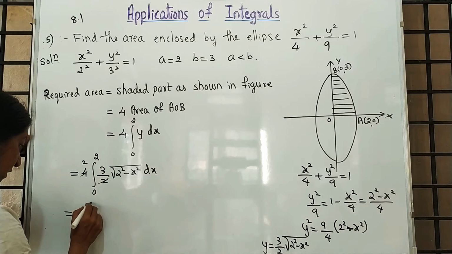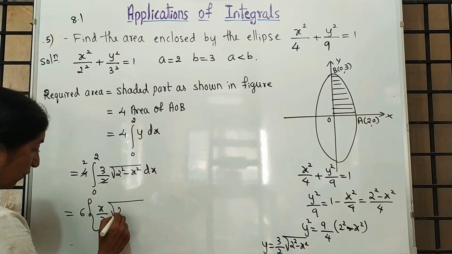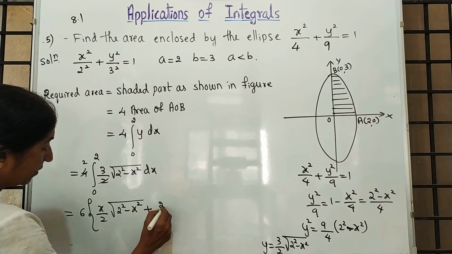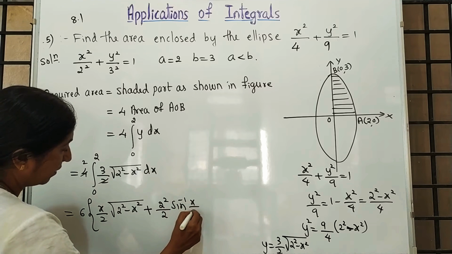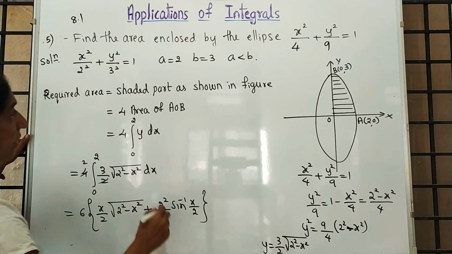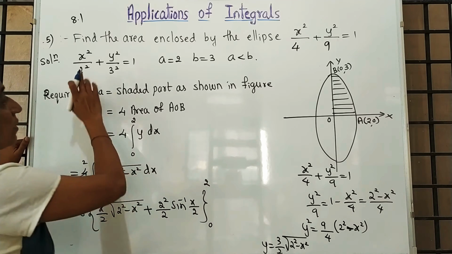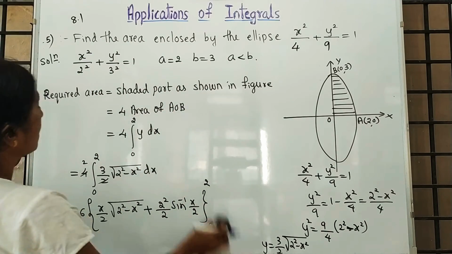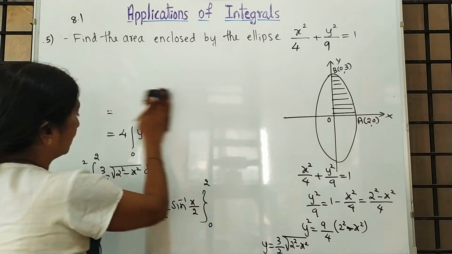It is 6. I am writing the formula: x by 2 root of 2 square minus x square plus 2 square by 2 sine inverse of x by 2. See, without integration also you know what the answer is. The answer should be pi AB, 6 pi. The required answer will be 6 pi, because of the shortcut method we are familiar with.